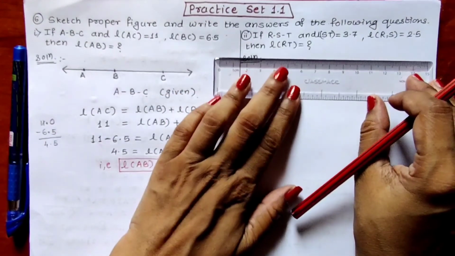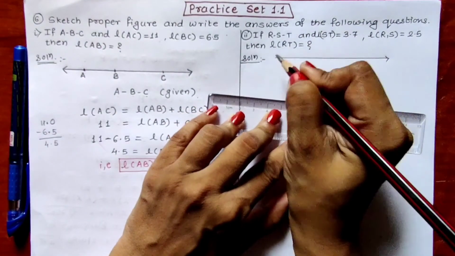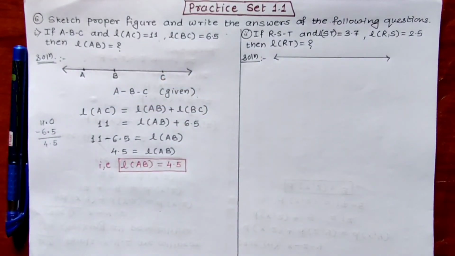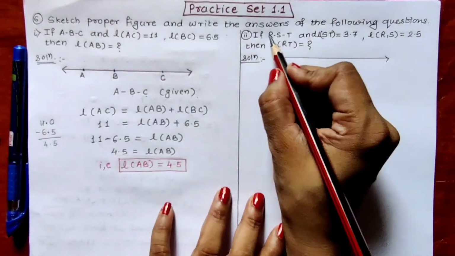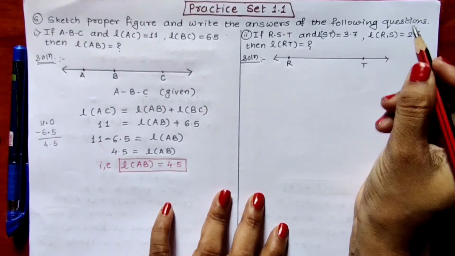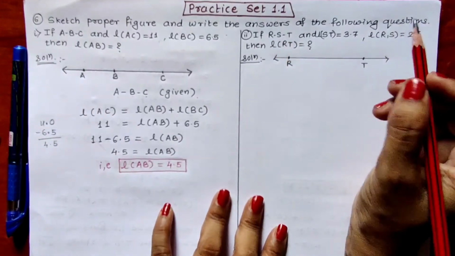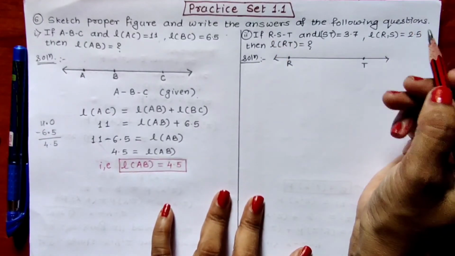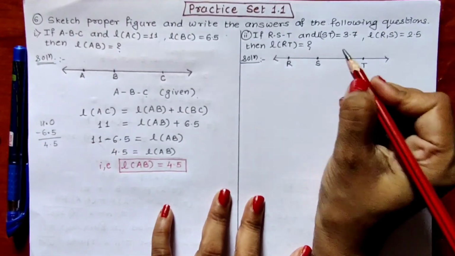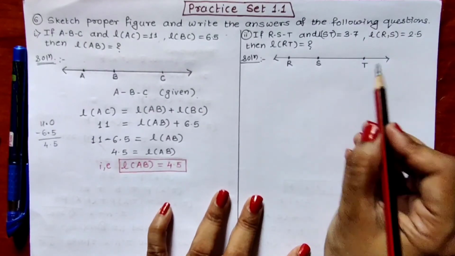We will draw a segment and then we put the arrows to make it a line. In this way we have drawn a line over here. You can plot the points R and T. Point R and point T are end points, and then somewhere in between R and T there will be point S. So here I will plot point S. So RS and ST, RS plus ST will be equal to RT.